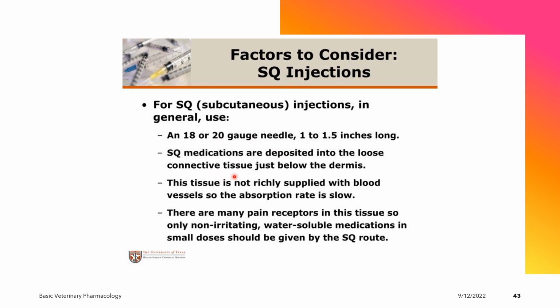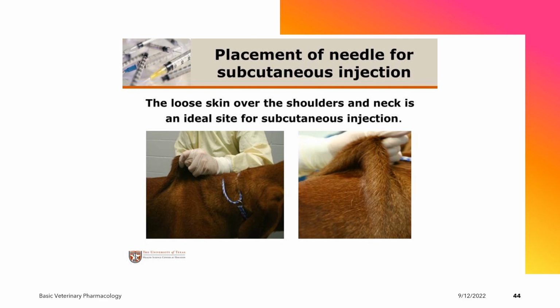The subcutaneous medications are deposited into the loose connective tissue just below the dermis. This tissue is not richly supplied with blood vessels as compared to that of the muscles, so the absorption rate is lower. There are many pain receptors in this tissue, so only non-irritating water-soluble medications in small doses should be given by the subcutaneous route. This diagram shows the placement of the needle for the subcutaneous injection in dogs. The loose skin over the shoulders and the neck is an ideal site for the subcutaneous injection.